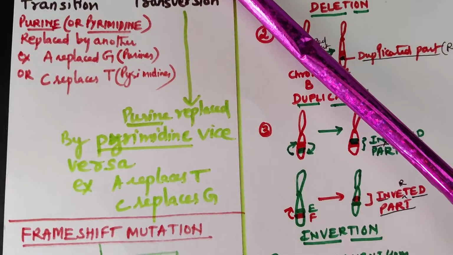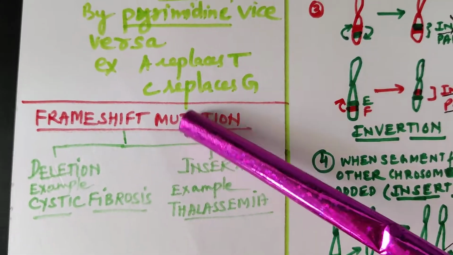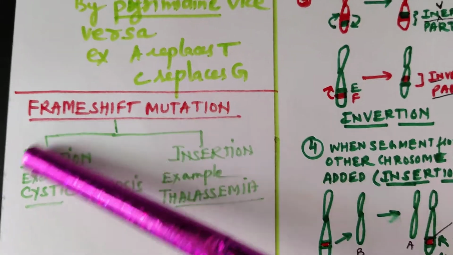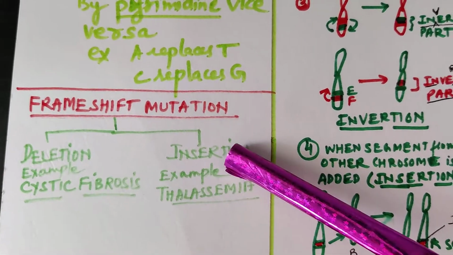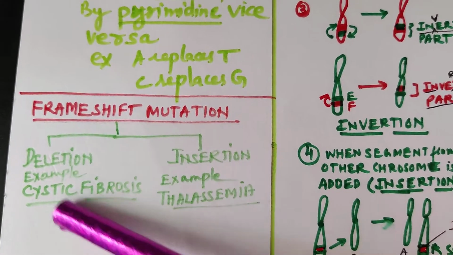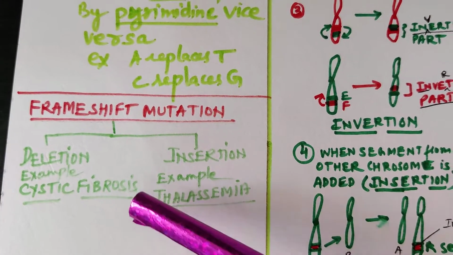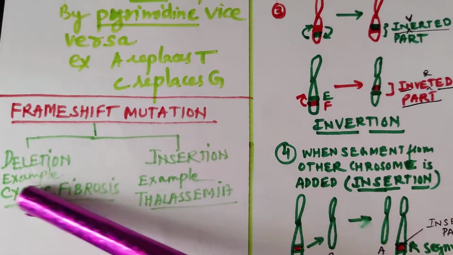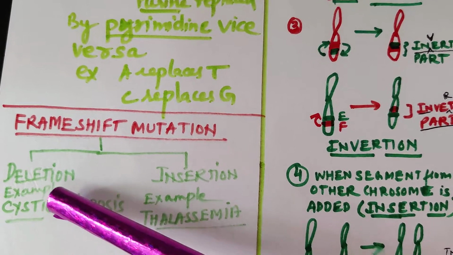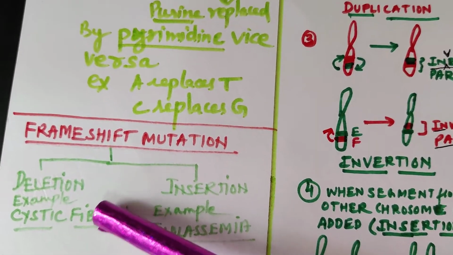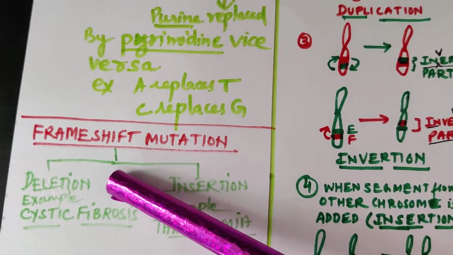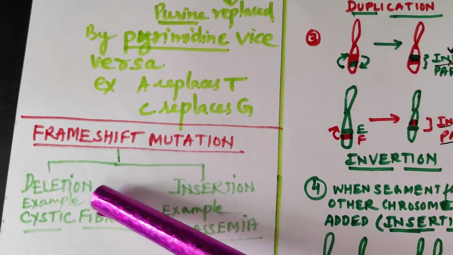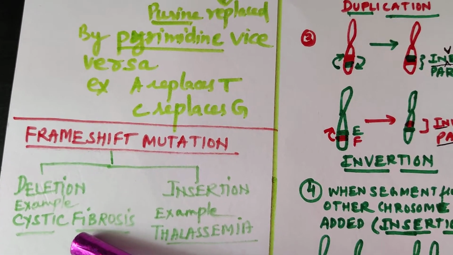Now what happens in the Frameshift mutation? Frameshift mutation is of 2 types. One is deletion and another is insertion. An example for deletion is cystic fibrosis. From the name deletion it is clear that some part of the gene or segment of the DNA is removed or deleted from the chromosome. An example is cystic fibrosis.